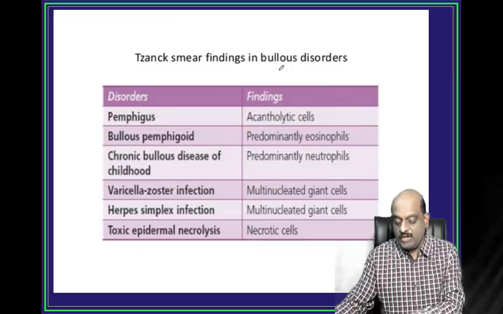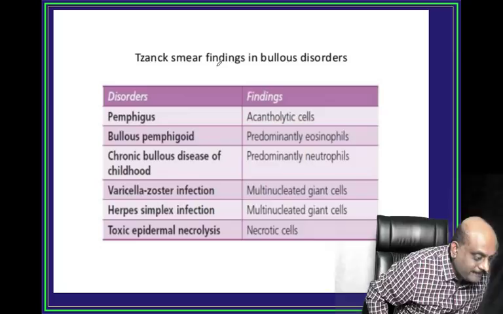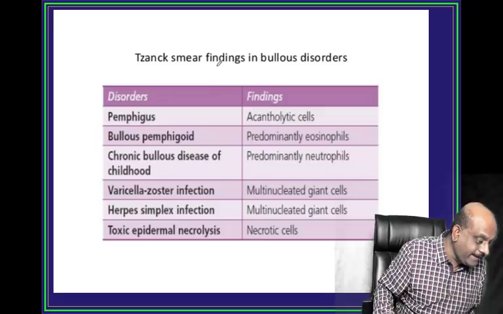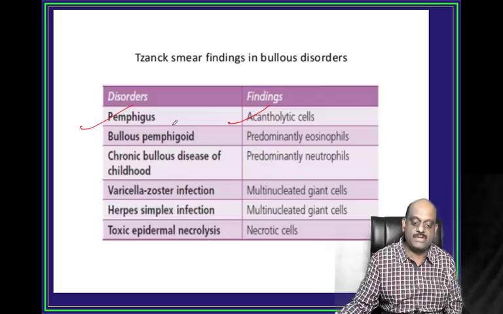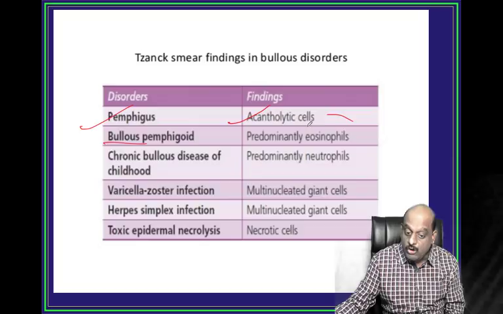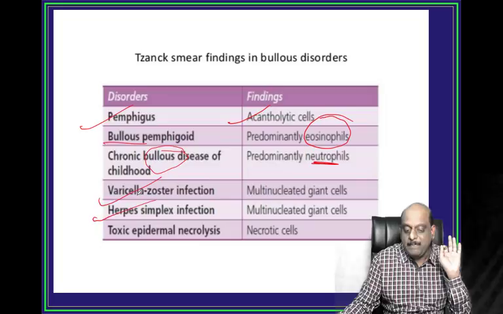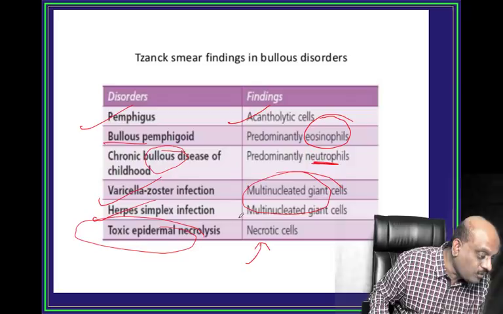So one MCQ is going to come in this, doctor. Very good. Malpighian layer, spinosum and basale is the one which is involved. Now, doctor, pemphigus mein Tzanck smear mein kya dikhayega? Acantholytic cells. Bullous pemphigoid mein, what do you see? Predominantly eosinophils. Chronic bullous disorders in childhood, predominantly neutrophils. Varicella zoster, herpes simplex, multinucleated giant cells. Toxic epidermal necrolysis, if you do Tzanck smear, you see necrotic cells. That is what you need to basically remember.